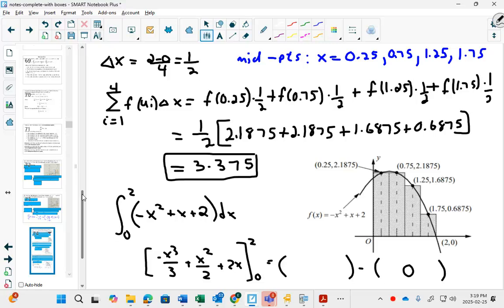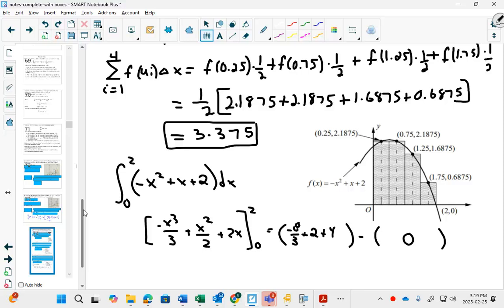I love it when there's a 0, because the one you have to subtract where you plug in the 0, the mental math is nice and easy. If I plug in the 2, I'm going to get negative 8 over 3 plus 4 over 2 is 2 plus 4, 6, which is 18 over 3 minus 8 over 3. 10 over 3 or 3.3 repeated.